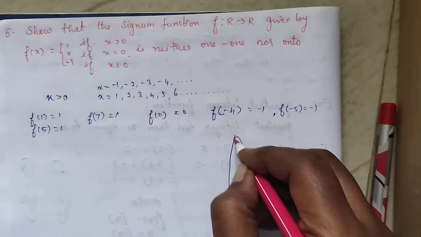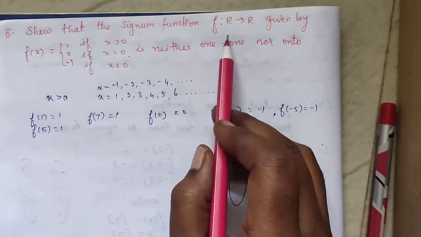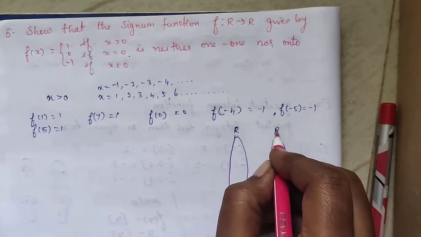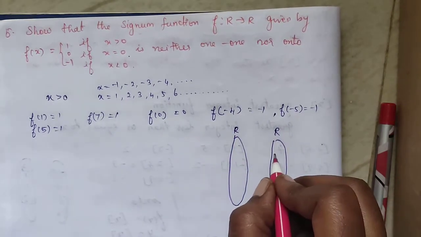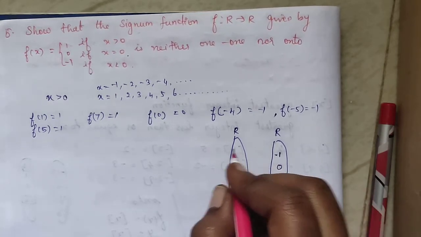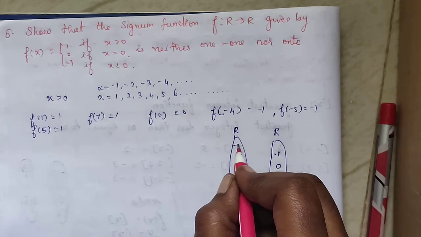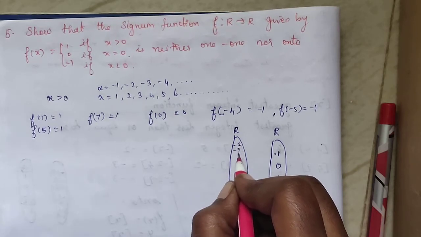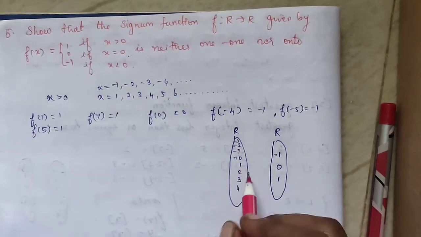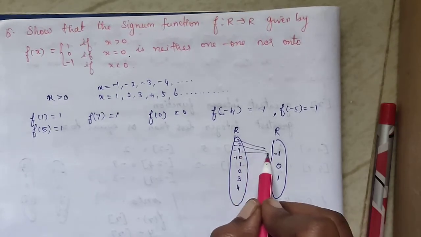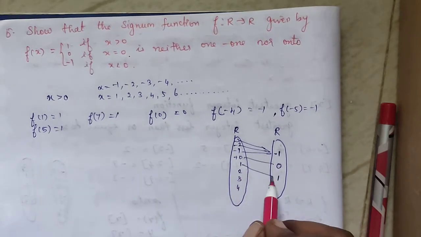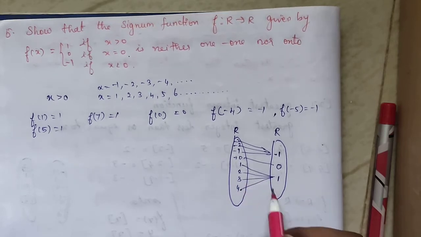Now let us go for mapping here. This is also R, that is also R, that is domain and codomain. Here only 3 numbers, minus 1, 0, 1. Here minus 3, minus 2, minus 1, 0, 1, 2, 3, 4. Now for all the things the mapping is to a single number. For 0 it is 0. For all these positive numbers the mapping is 1.